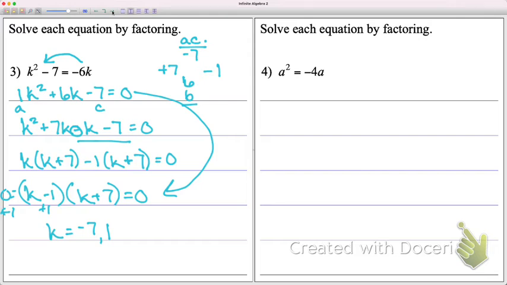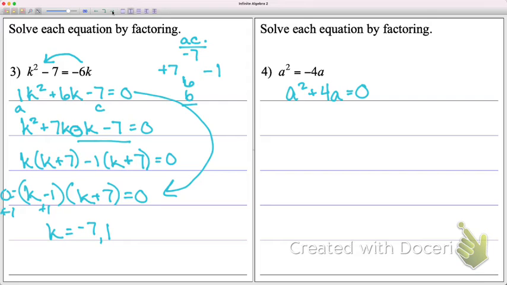What's going on with the next one? What do I have to do? First thing every time. Make it 0. Set it equal to 0. Okay, so how am I going to set it equal to 0? A squared plus 4A equals 0.